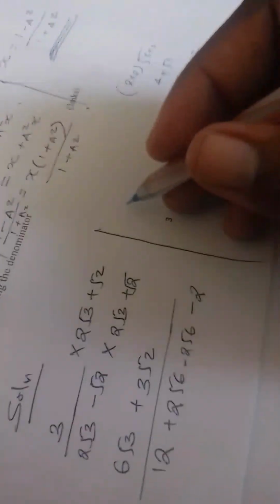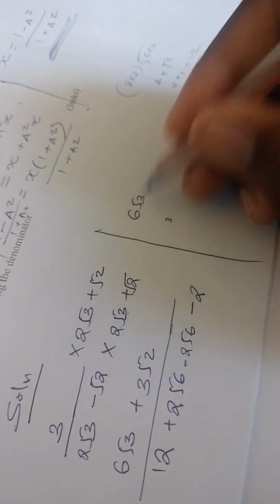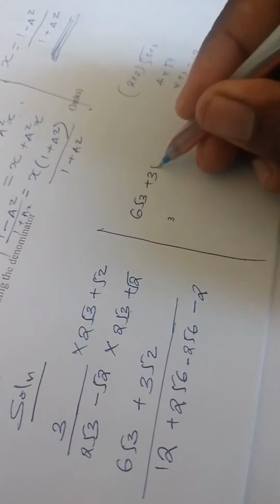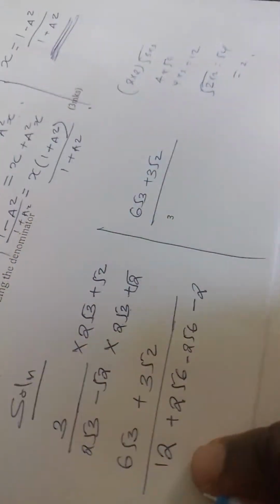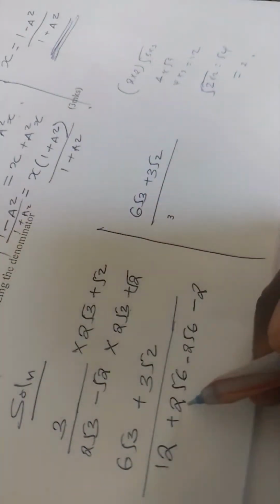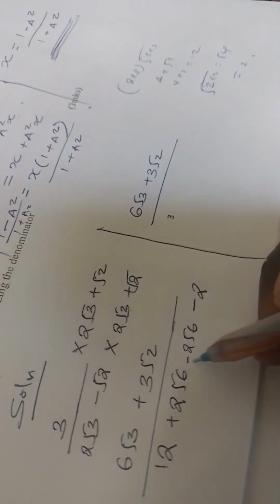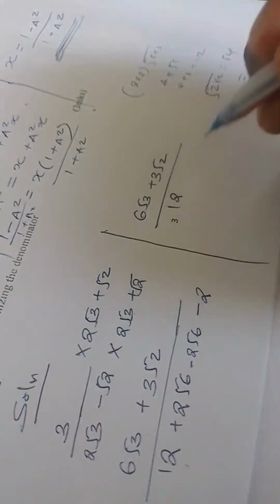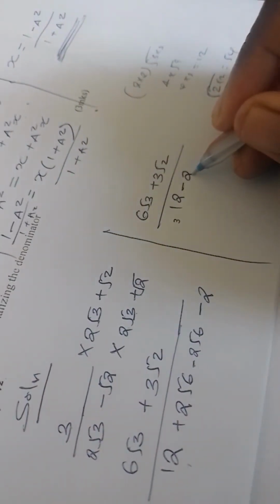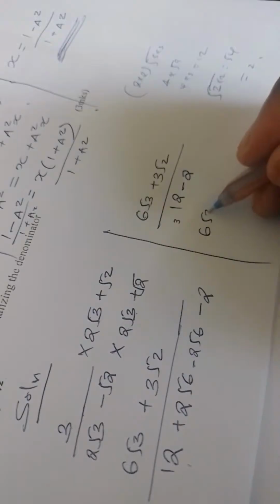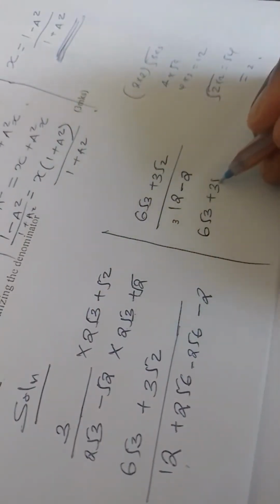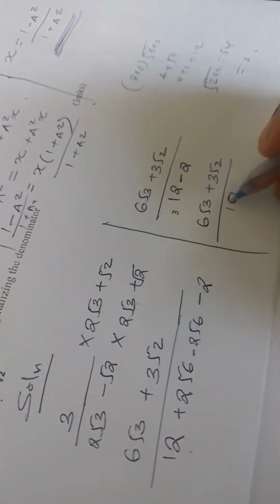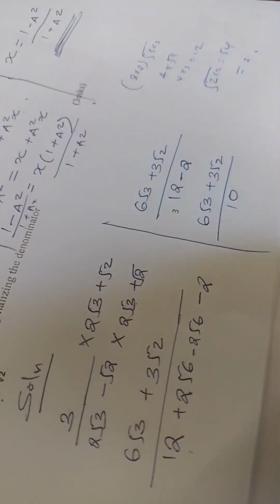Then finally, for this one will be 6 root 3 plus 3 root 2 over, so this one will be 0, root 2 root 6 minus 2 root 6 the same as 0. So this one will have 12 minus 2. So for this one it will be 6 root 3 plus 3 root 2. Then this one minus this one it will be 10.